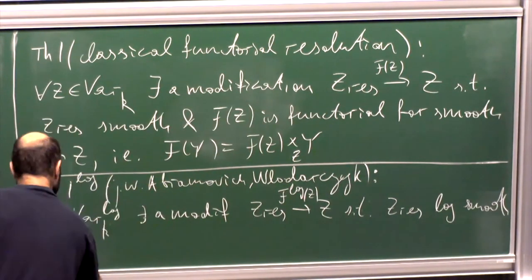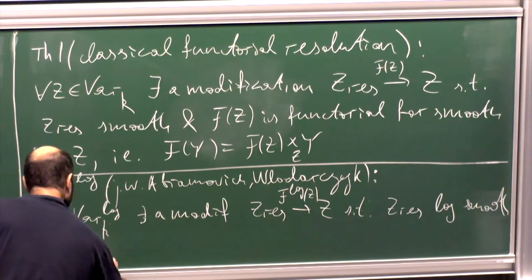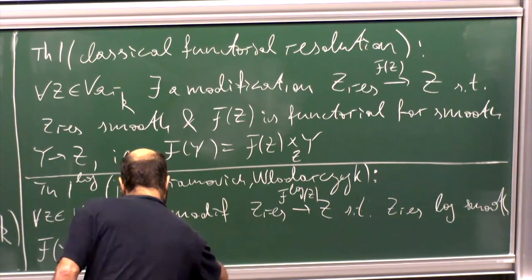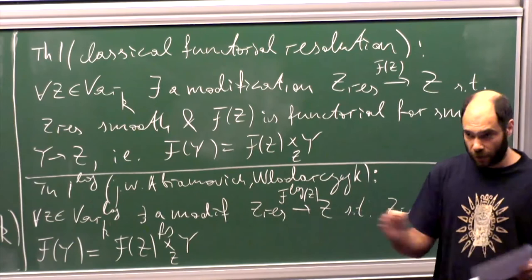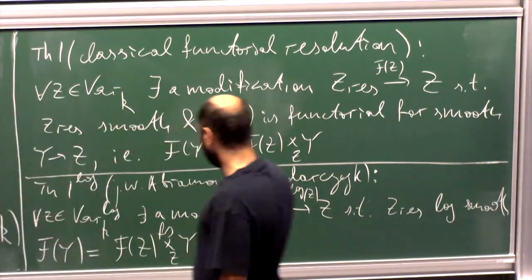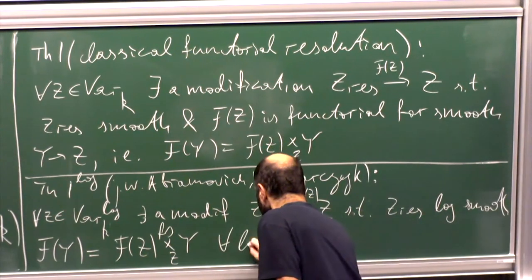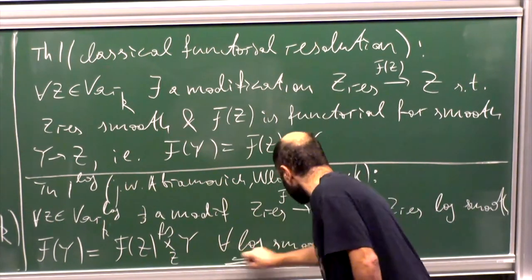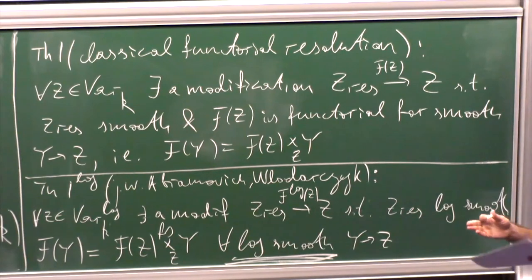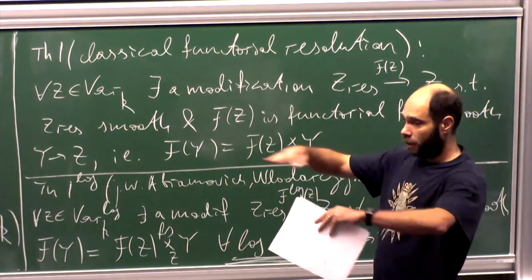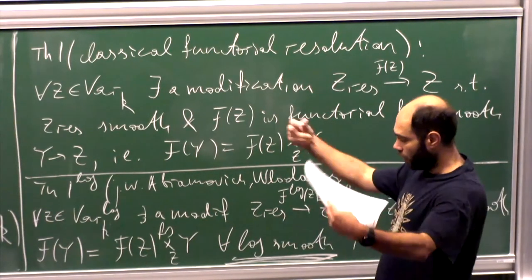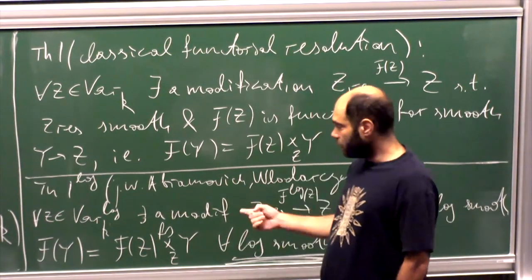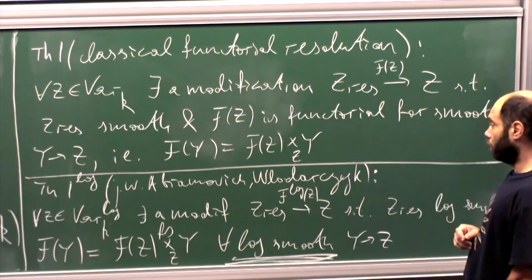and f of Y equals f of Z product with Y over Z in the fs category. So this is not just a pullback, it is an fs pullback we are working with here, for any log smooth Y to Z. And this log smooth functoriality is much stronger than the classical one. For example, we can extract roots of exceptional divisors, that is, we can take branched covers branched over the exceptional divisor, and it's still a Kummer cover, it's log smooth, so we get compatibility with this. So the main strength of this result is that it works for log smooth maps.